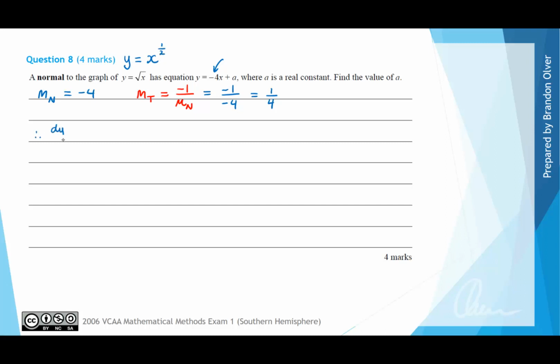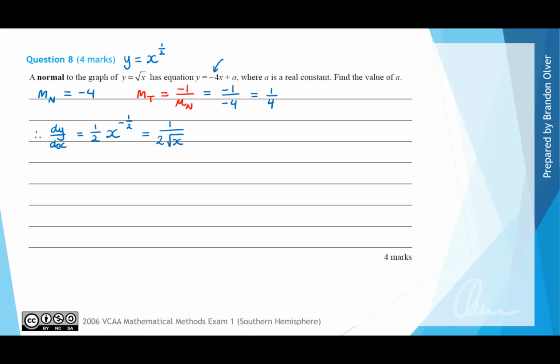Therefore, dy/dx, the derivative, is going to equal the power at the front, and then we subtract 1 off the power, so we have x to the power of negative a half. We can clean that up to say that this is equal to 1 divided by, and the negative in the power takes it to the bottom line, and the half turns it back into a square root, so it's 1 divided by 2 times the square root of x.